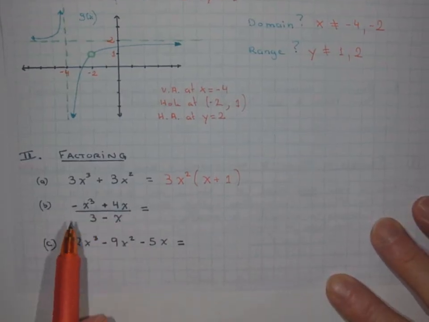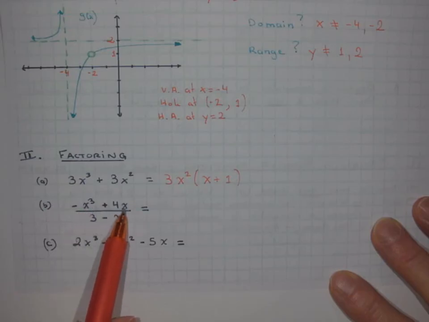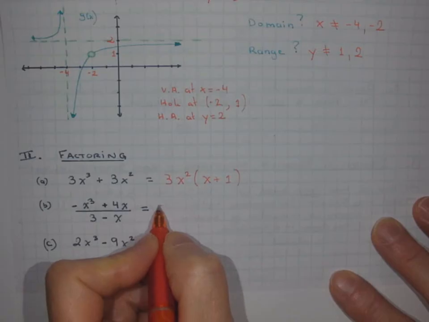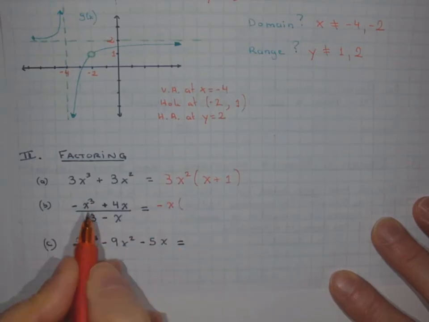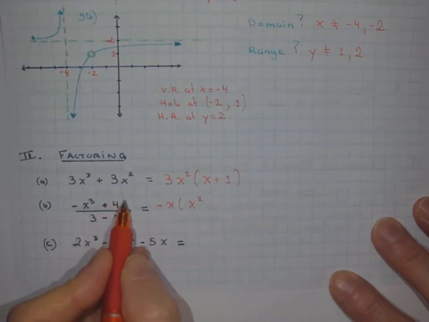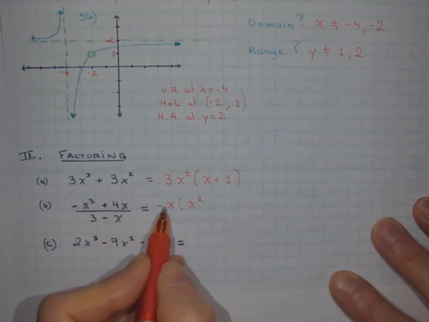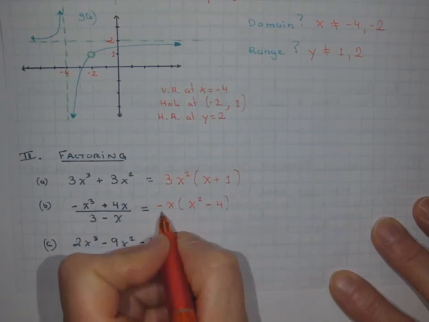On this one, you will look here and say, okay, there is a negative in front of my leading term, so I don't want that. And then we obviously have at least a factor of x in both of those terms, so we're going to factor out a negative and an x. So negative x cubed divided by negative x will be x squared, and the 4x divided by negative x becomes negative 4, okay?